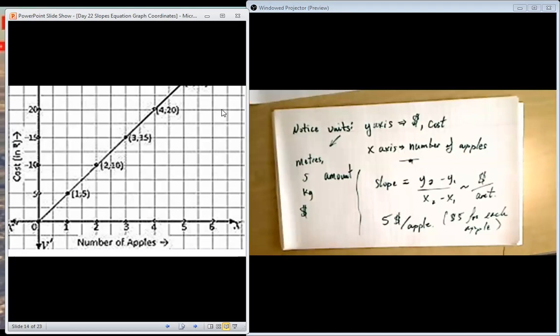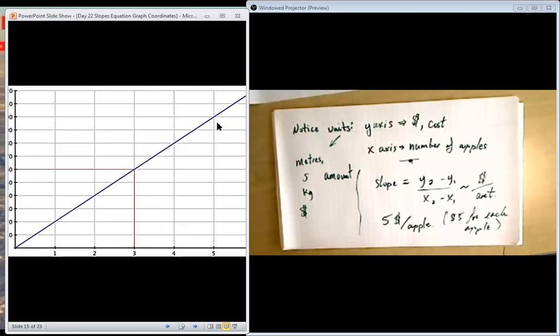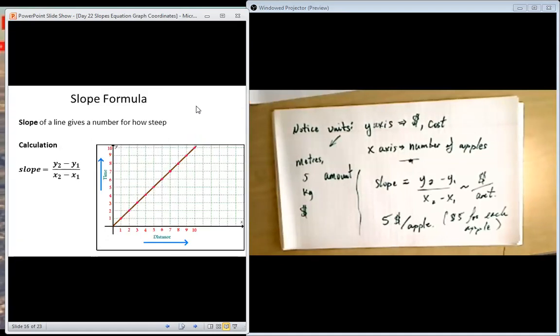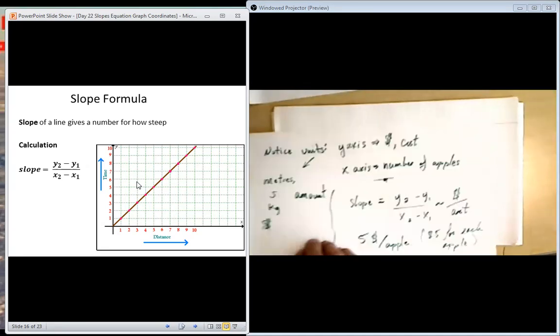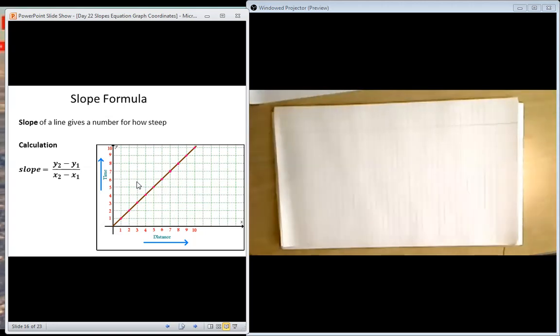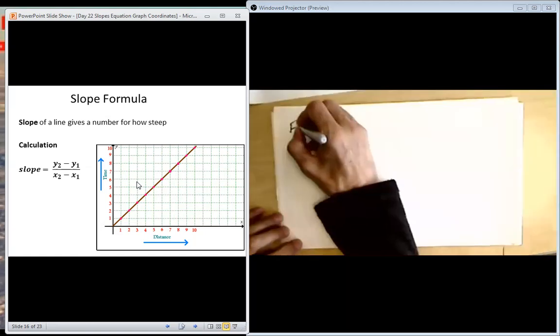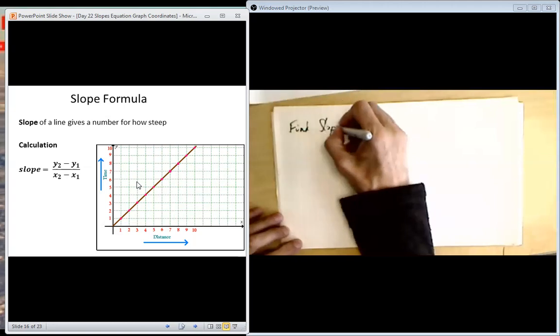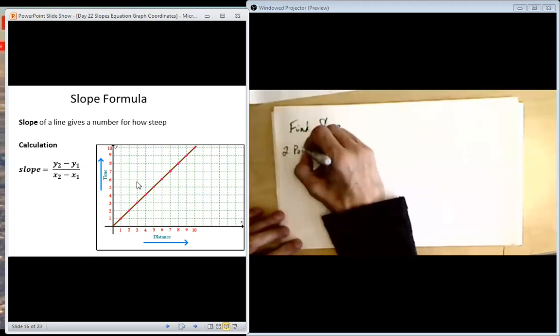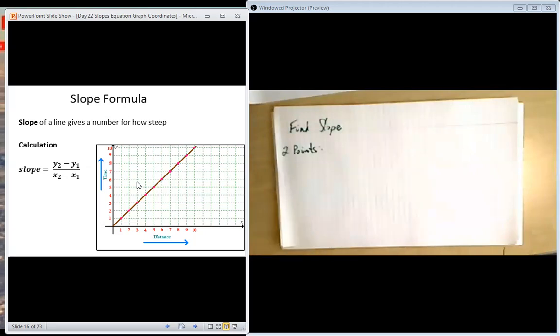Okay, this is just another example. A clean line going through, we could calculate. Let's do this one here, and we'll pay attention to the units as well. So the goal is to find the slope of this red line that's here. We have to choose 2 points to get this started.